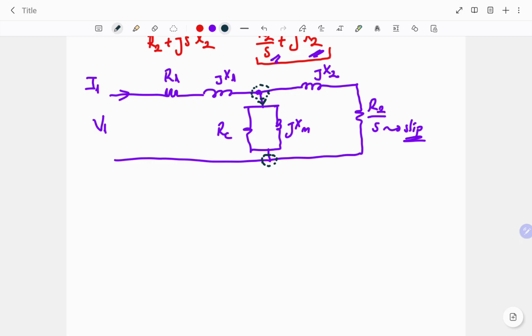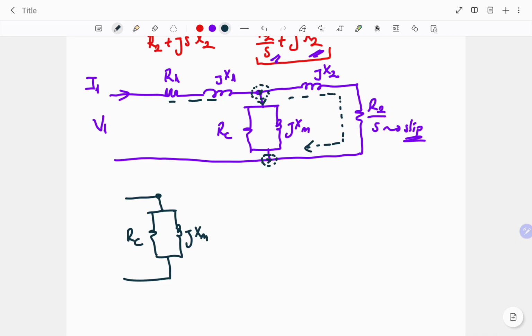Why? Because when we examine this general equivalent circuit, we have first of all series connection to calculate the total impedance of the circuit, then a parallel connection, then one more series part we have. So instead of this, if we slide the excitation branch to the beginning of the circuit, the parameter values will not change because we are not changing the voltage level.